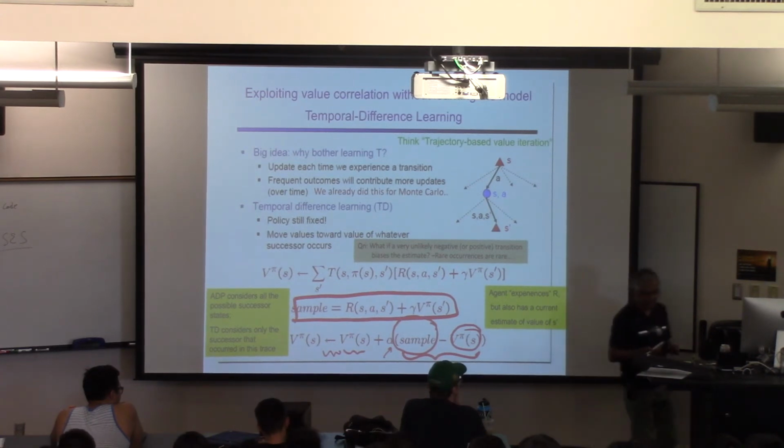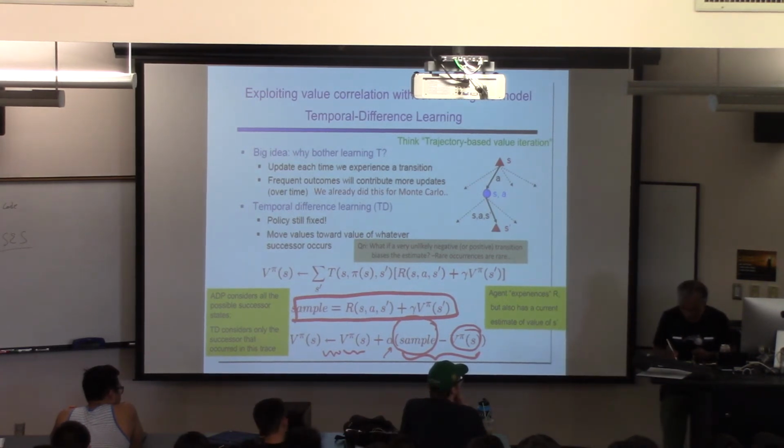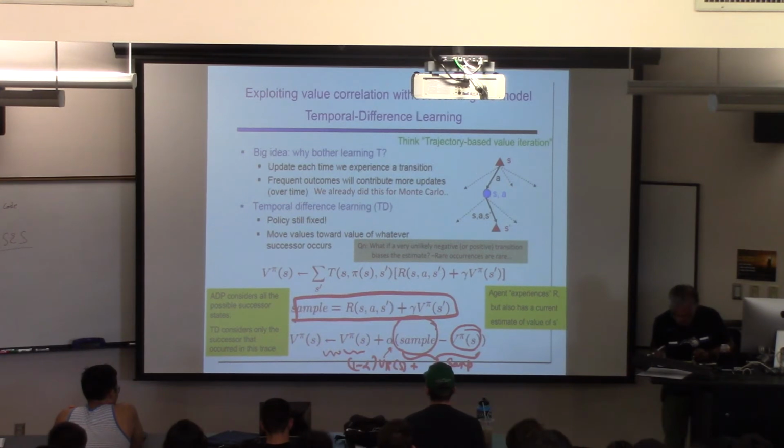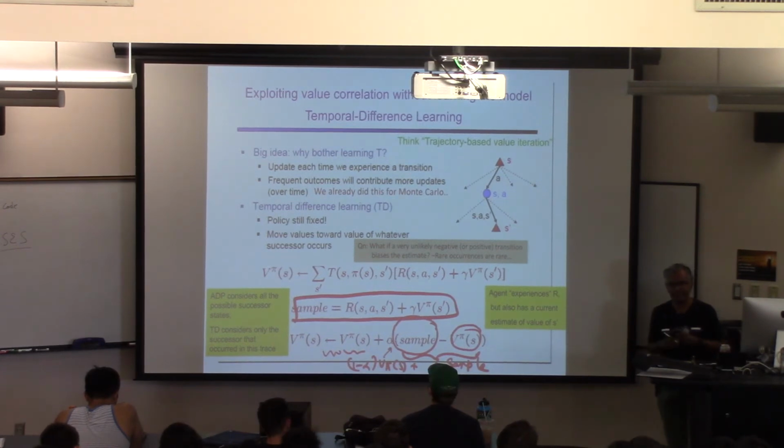Another way of looking at this, if you want to look at it that way, is you can essentially say 1 minus alpha times v pi s plus alpha times sample. Right? Is that correct? It's 1 minus alpha times v pi s, plus alpha times sample. It's just rewriting that now. Basically weighted averages. So here's a cute thing.